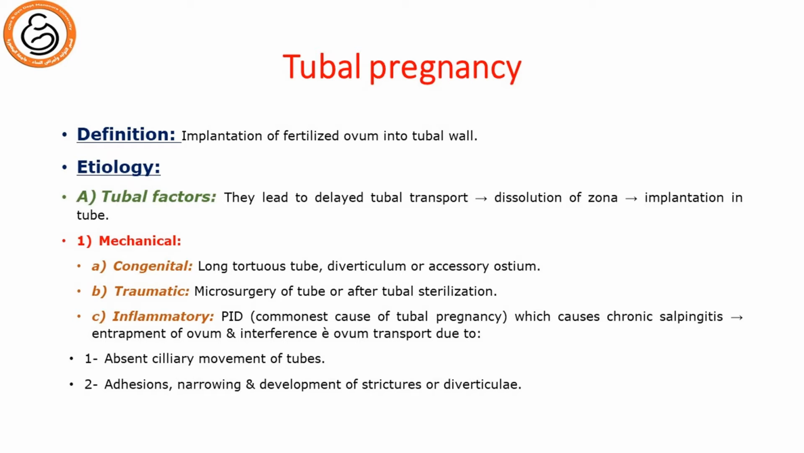This could be mechanical, like a congenital long and tortuous tube, diverticulum or accessory ostium, traumatic microsurgery of the tubes or after tubal sterilization; or inflammatory, like pelvic inflammatory disease, which is the commonest cause of tubal pregnancy, which causes chronic salpingitis and leads to entrapment of the ovum and interference with ovum transport. This is due to absence of ciliary movement of the tubes, which usually pushes the fertilized ovum towards the uterine cavity, and adhesions, narrowing, and development of strictures or diverticuli inside the tubal lumen.